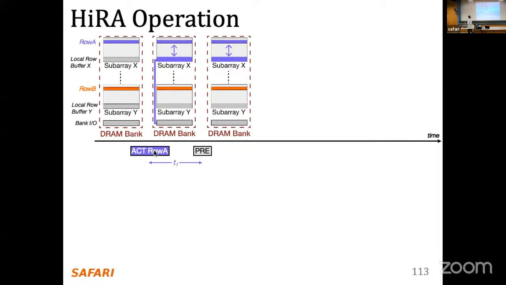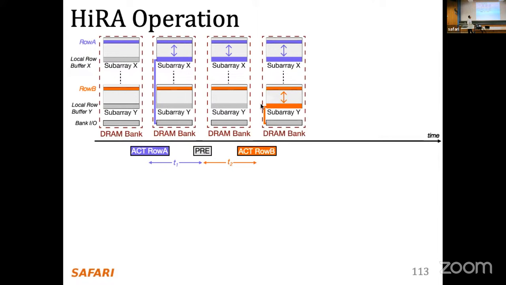When you send this precharge before the activation is completed, this rectangle at the bottom is the DRAM bank's I/O. You interrupt this operation before the local row buffer of this subarray X is connected to the DRAM bank's I/O. So here, we only have row A connected to the local row buffer, and it's not connected to the DRAM bank's I/O. And then you send another activation. Basically, what this activation does is it activates this row and connects this local row buffer to this row. Activation means that. And then it connects the local row buffer to the DRAM bank's I/O.